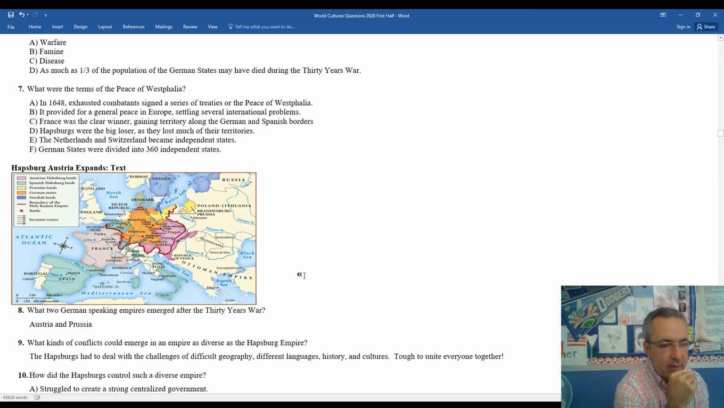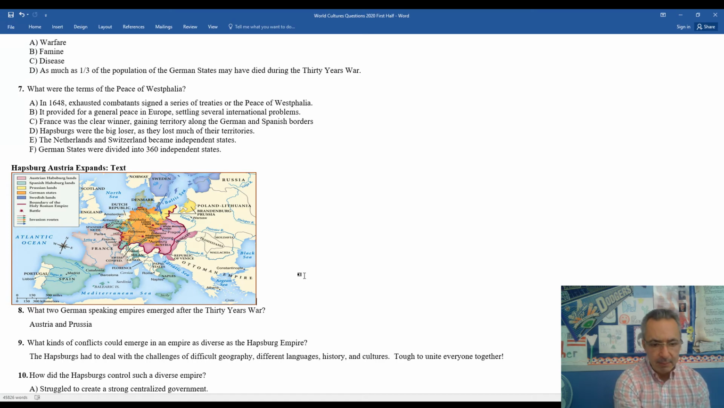All right, so as you look here at the Habsburg-Austria expansion, you can see the different regions there. You see the Austrian Habsburg land, the Spanish Habsburg lands. The Austrian Habsburgs are in kind of a purplish color. Spanish Habsburg in a greenish blue color. Prussia in a yellow. Swedish lands in a darker purple blue. And then the boundary of the Holy Roman Empire is kind of outlined for you.